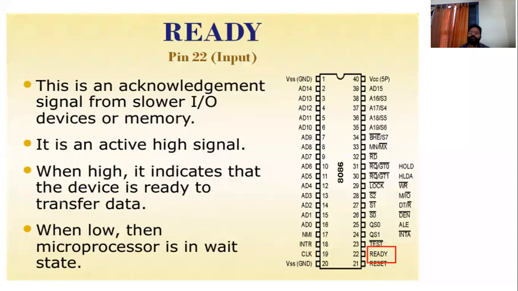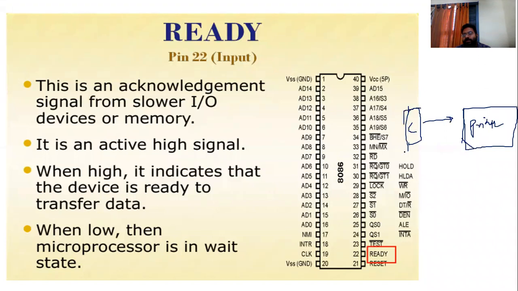Remember once again, one another example. Suppose a computer is connected to a printer. You send some command from the computer to the printer to print some 100 pages. Printer speed is always slower when compared to the computer. Remember, always slower.